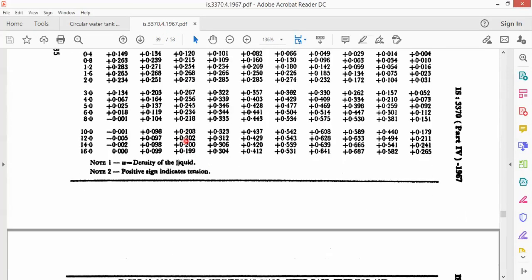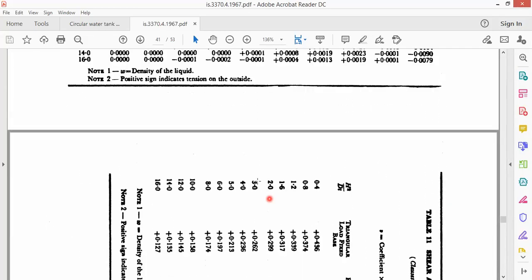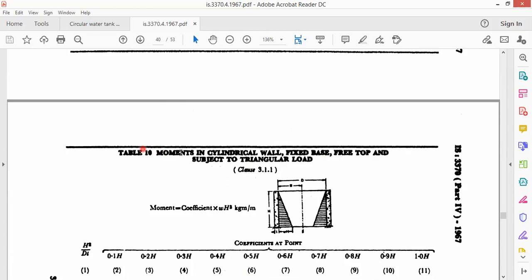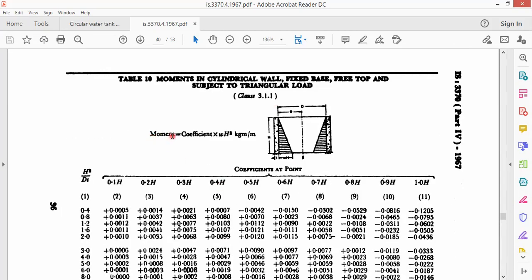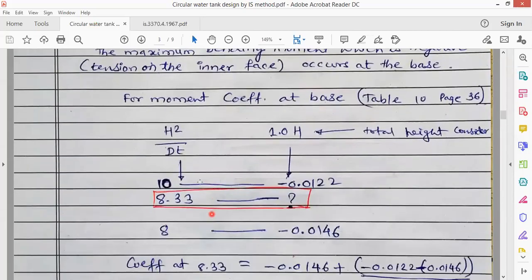The previous table was to obtain the tension, now this is to obtain the moments, and then the next is for the shear. So continuously they are for particular conditions. Now I will obtain the moment for the value of h square by dt equal to 8.33, considering 0.6 h. Same. So I will obtain the coefficient here for 8. What is the coefficient? It is 0.0028, 0.0019, and I will interpolate and obtain the value for 8.33. So I have written h square by dt values 8 and 10. For 8, what is the value?